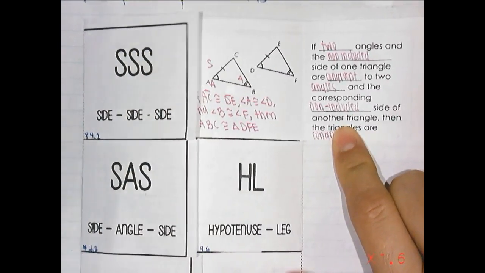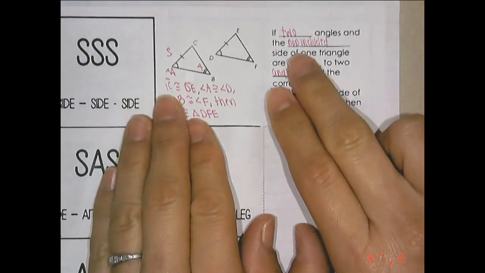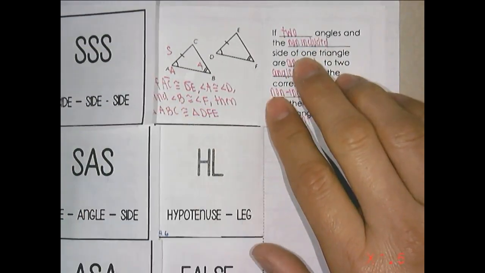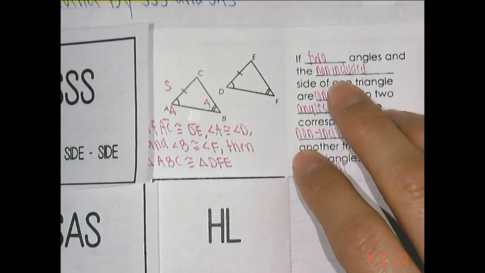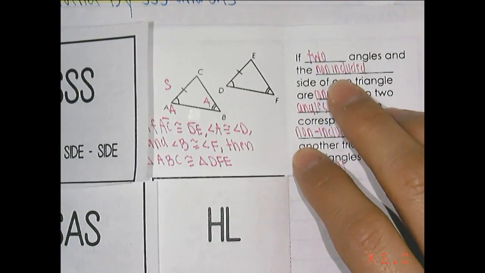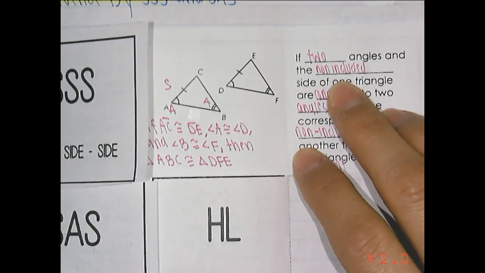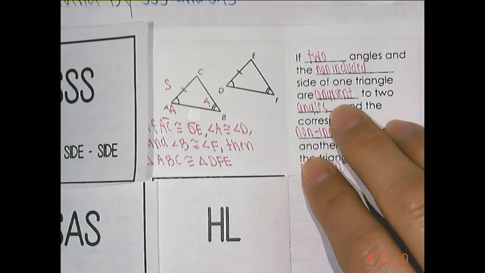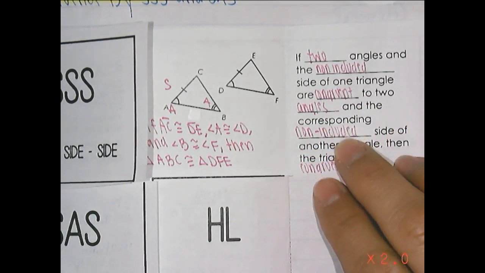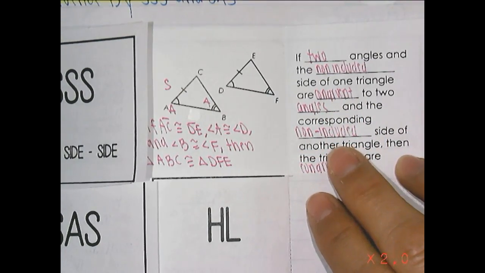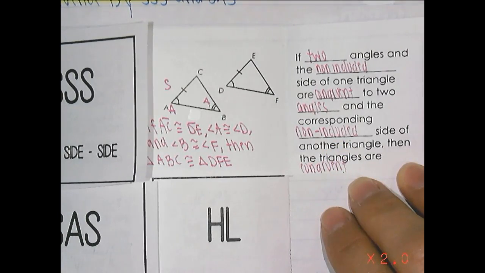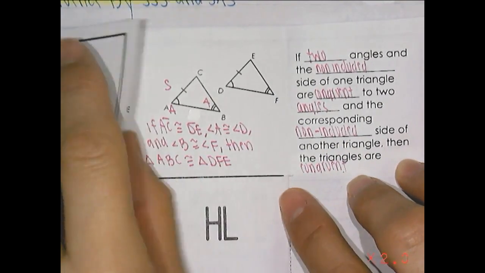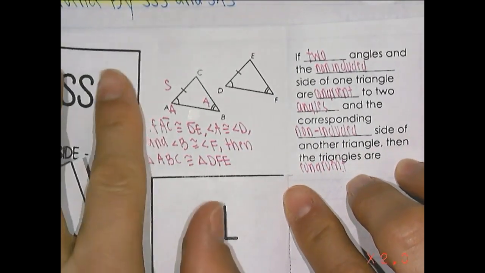And what it says is, if two angles and the non-included, so not between the two angles this time, side of one triangle are congruent to two angles and the corresponding non-included side of another triangle, then the triangles are congruent. So let's look here. I'll just move this one over a tiny bit.